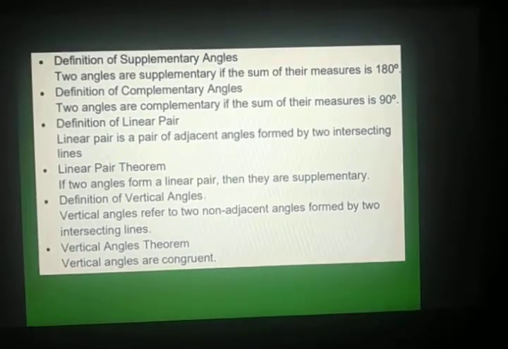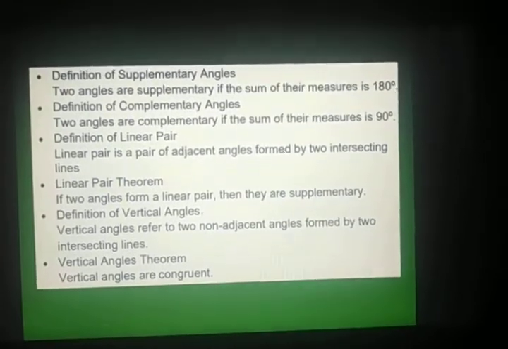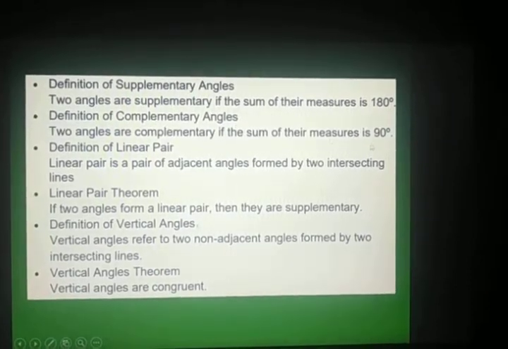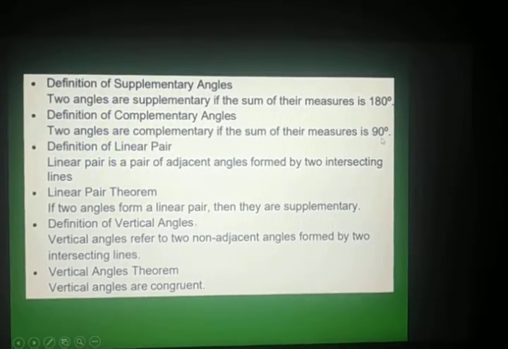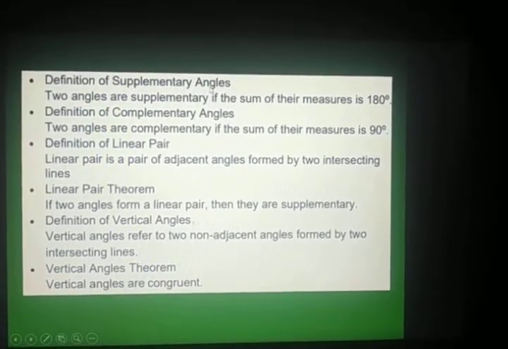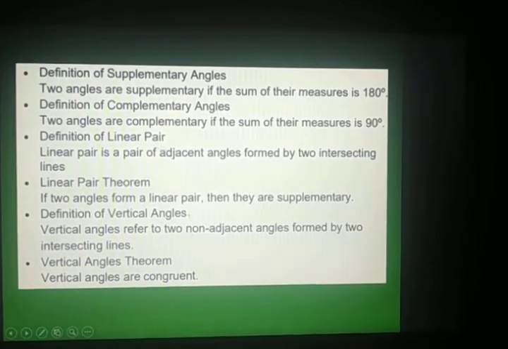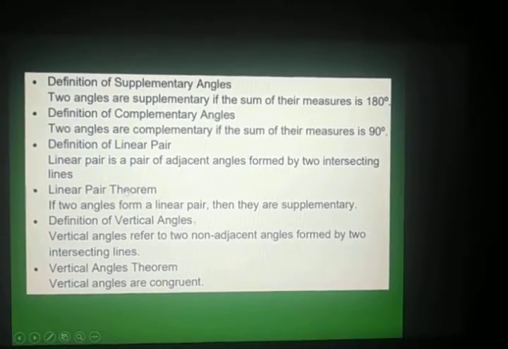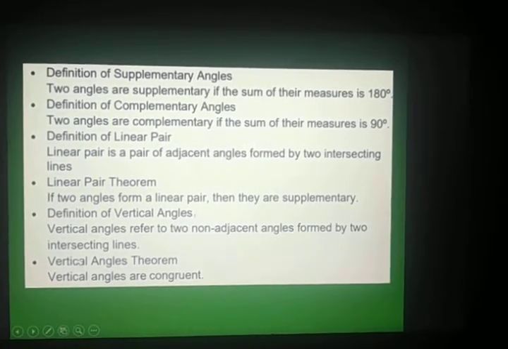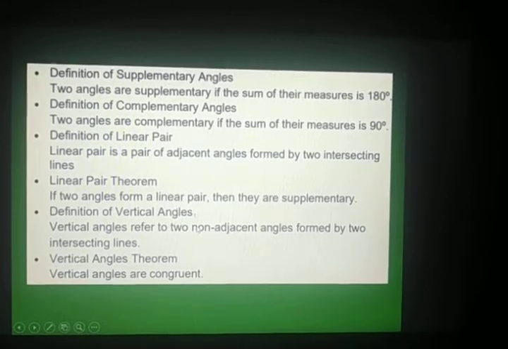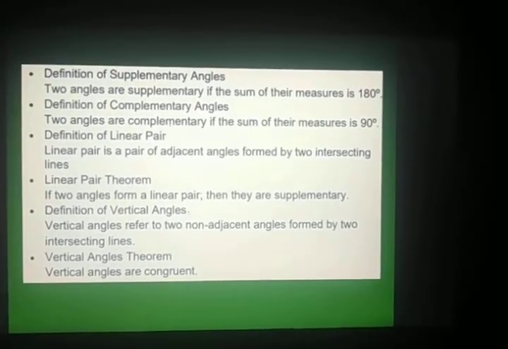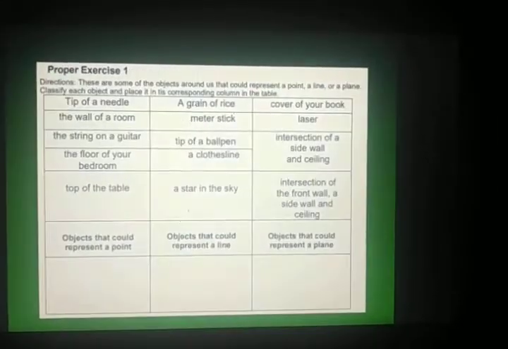Next, definition of complementary angles. Complementary angles are two angles with the sum of their measures equal to 90 degrees. If the total is only 90 degrees, they are complementary angles. But if it is 180, they are supplementary angles. Good. Next, we have the definition of linear pair, linear pair theorem, definition of vertical angles, and vertical angles theorem. There will be a lesson where we will discuss them specifically. For now, just use them as a source.